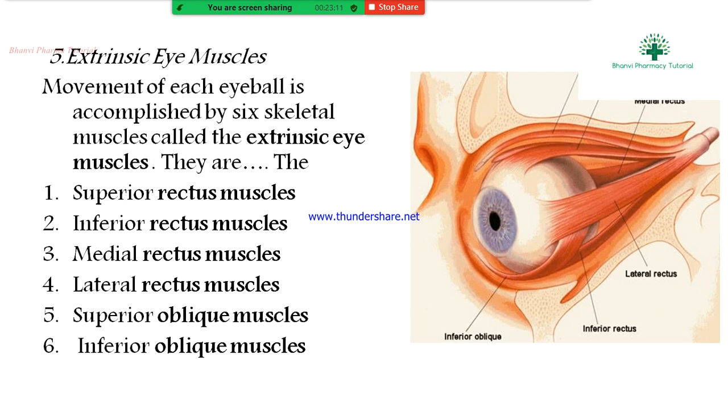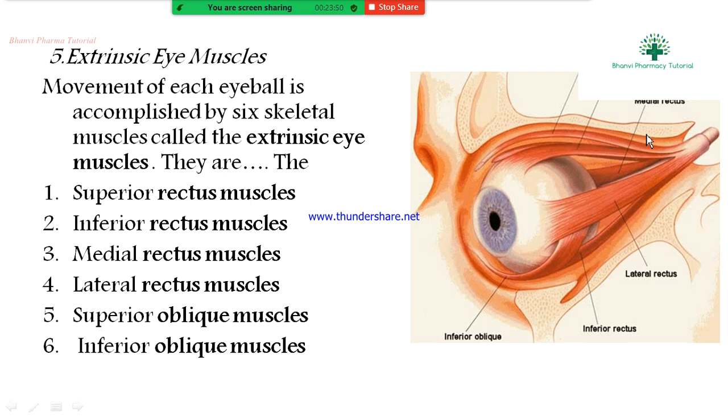Next, the fifth one is the extrinsic eye muscles. The movement of each eyeball is accomplished by 6 skeletal muscles called extrinsic eye muscles. You can see the diagram of the eye. The 6 types of muscles are here. First one is the superior rectus. This is the superior rectus in the diagram.